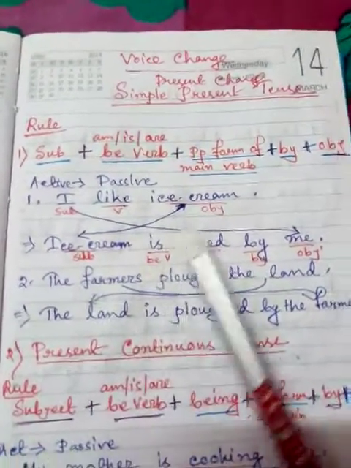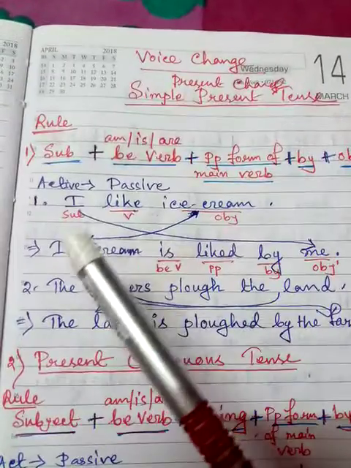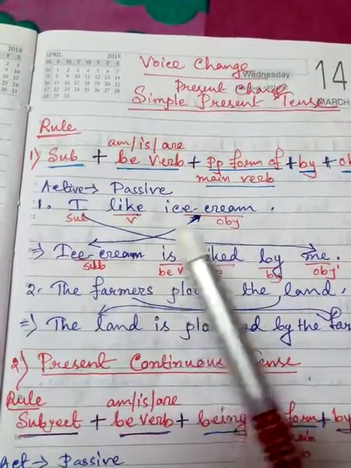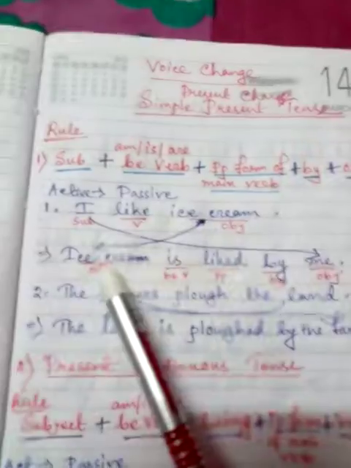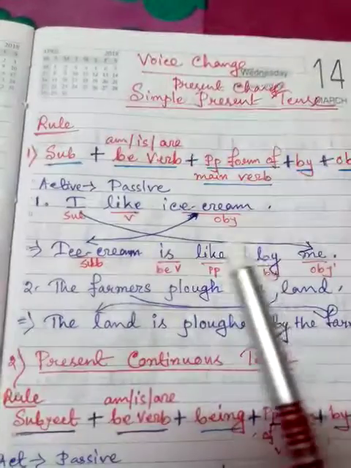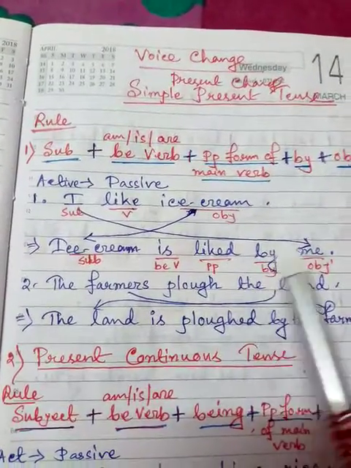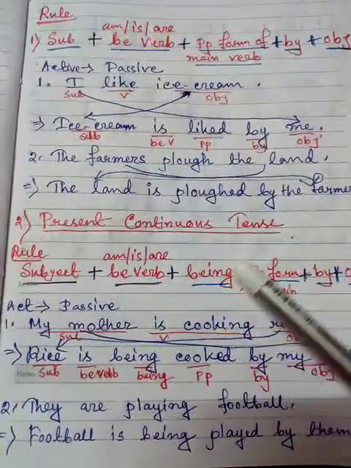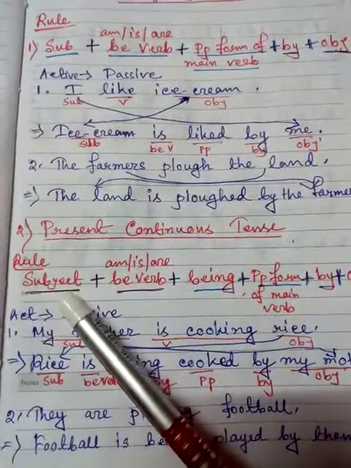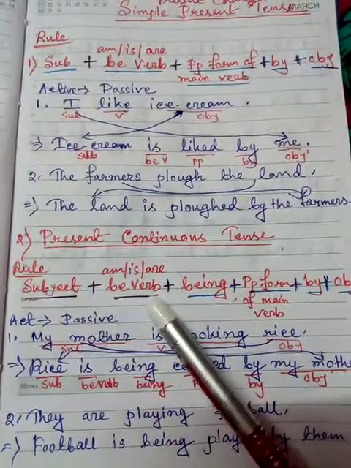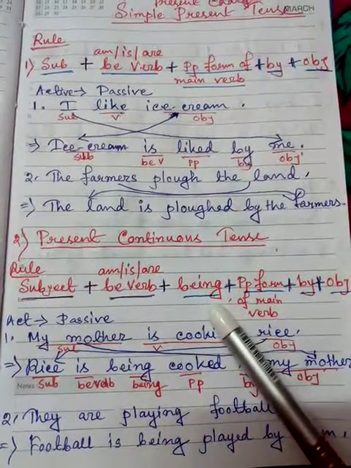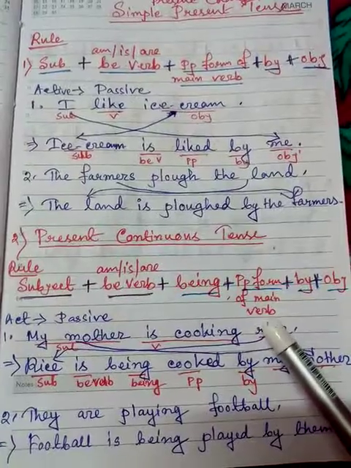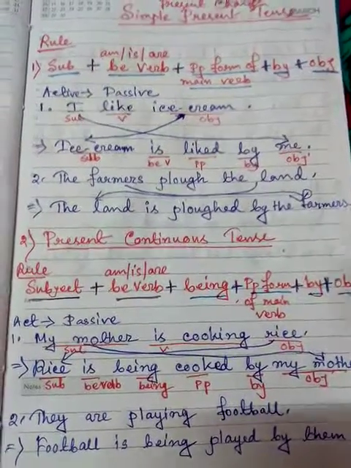So this is very easy. At first we will write subject, then be verb according to the subject, then the past participle form of the verb, then the by, then the object. Now we will learn how to do voice change in the present continuous tense. So the rule: subject, be verb, being, past participle form of main verb, by, object.